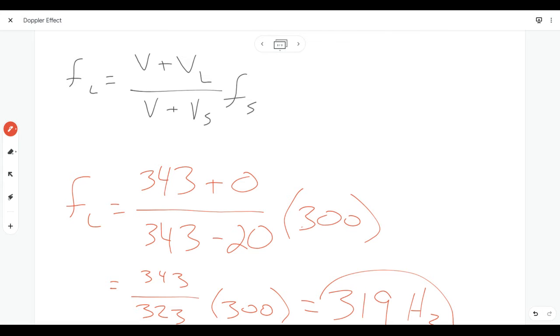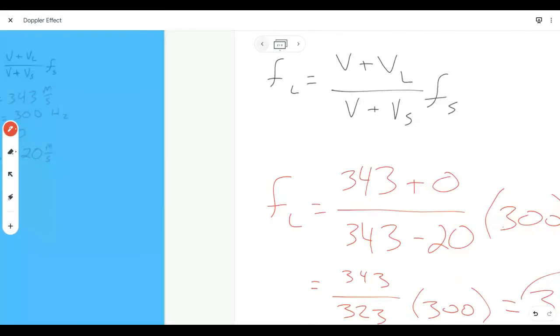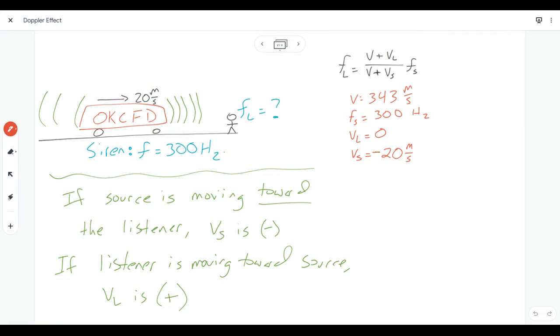It's an equation that's kind of annoying when you have to figure out positive and negative, but make sure you take good notes here on how to break down positive and negative so that you plug things into your equation right.